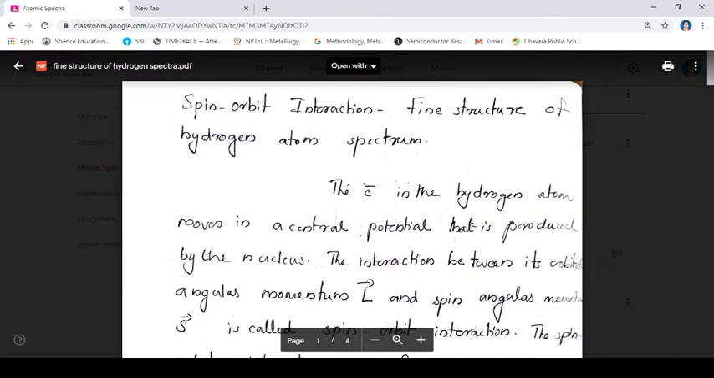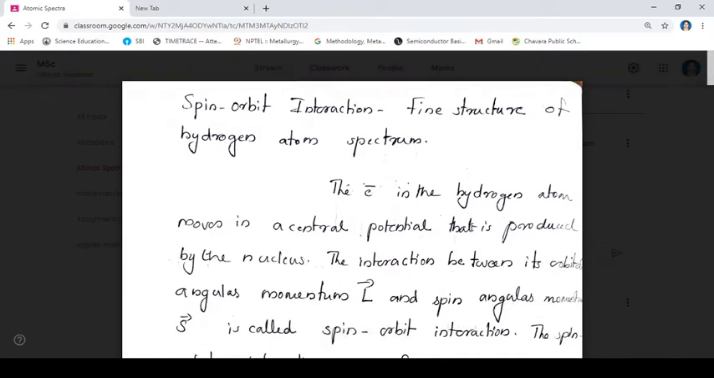So today we will mainly look into the hydrogen atom spectrum. In the first few classes we have seen the various spectral lines: Lyman series, Balmer series and Paschen series. Now today we will see how the spin orbit interaction is going to modify the spectral series of hydrogen.